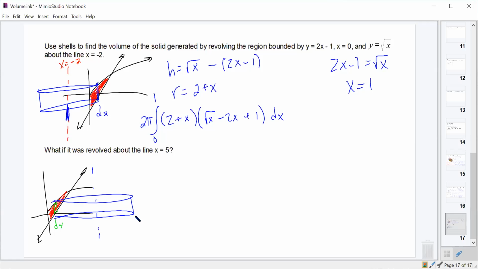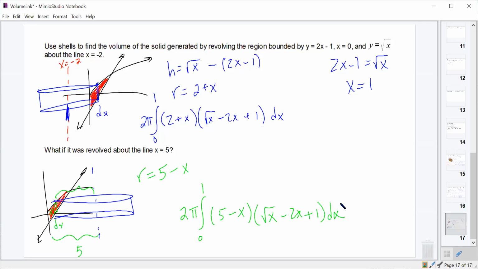Our height's still going to be the same, right? And our dx is still going to be the same, but what's going to change is our radius. And our radius is this section, which is 5 full units, and this little piece here is x. So our radius changes to 5 minus x, but everything else ought to stay the same. So we ought to get 2 pi times the integral from 0 to 1 of 5 minus x times root x minus 2x plus 1 dx. Everybody okay with that or no?